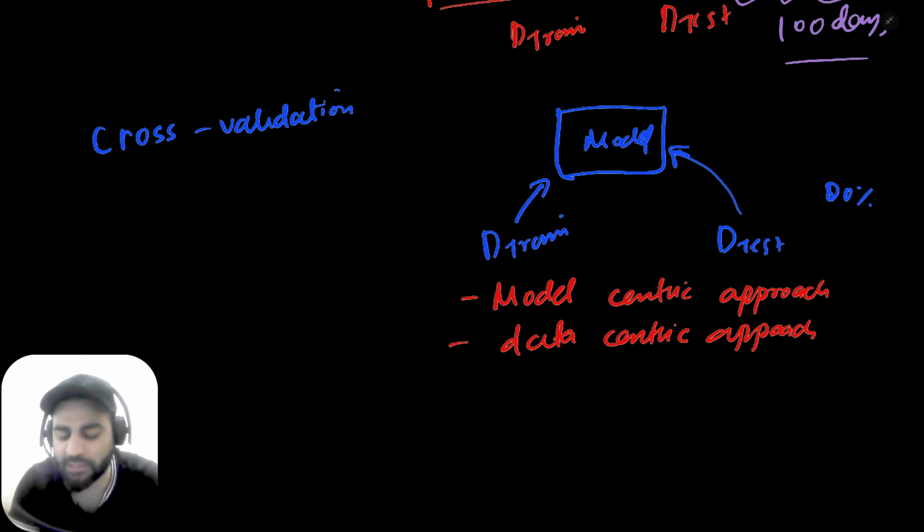Sometimes both of these are good. Sometimes people use this if they are confident about their model. This model is good, and they look at the data again. Why is it performing so badly? Usually what we are dealing with here is the model-centric approach.